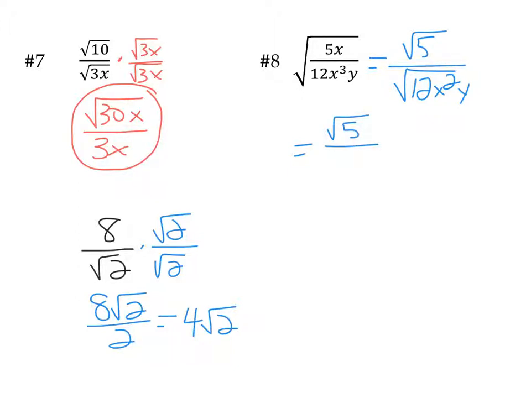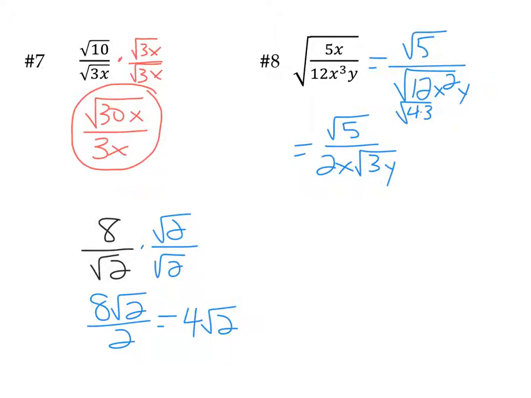Okay, the 12 can be a 4 times 3 because I know the square root of 4. So that's 2x and then the square root of 3y. So I simplified this denominator. 12 is 4 times 3. It took the square root of 4, which is 2. The 3 stayed inside the radical. Square root of x squared is x. Square root of y just stays the square root of y.